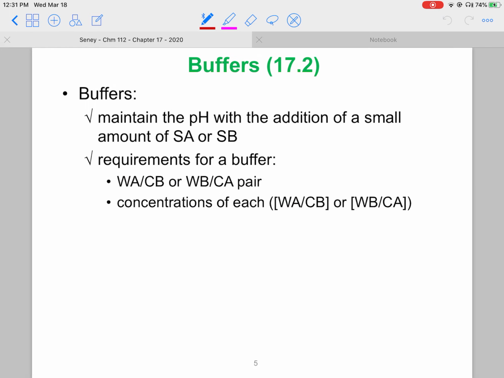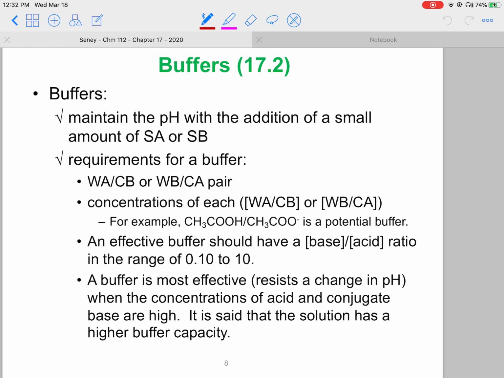Now the second thing you have to have is that you need concentrations of both. So we would need, say, 1 molar of the weak acid and maybe 1 molar of the conjugate base. So you need concentrations of both. So now we know that a buffer maintains a pH with a small addition of strong acid or strong base, and that an actual buffer to identify it is a weak acid conjugate base or weak base conjugate acid pair, and we have to have concentrations of both. So for example, acetic acid and acetate, which we just talked about, is a potential buffer. We just need concentrations of both of those.